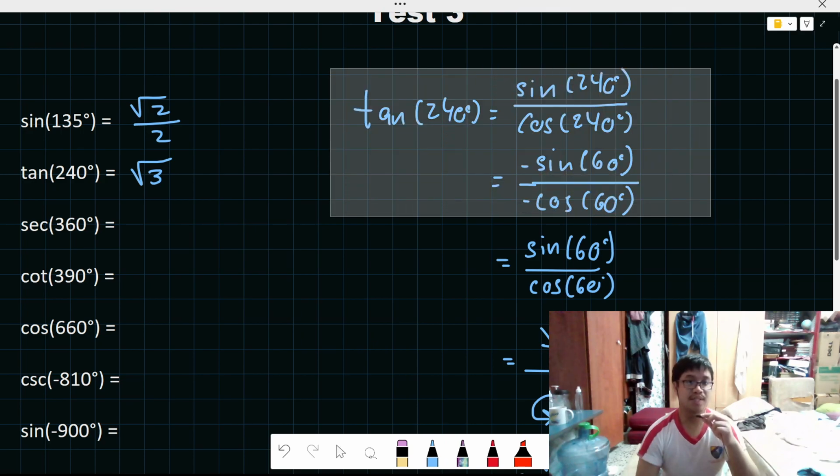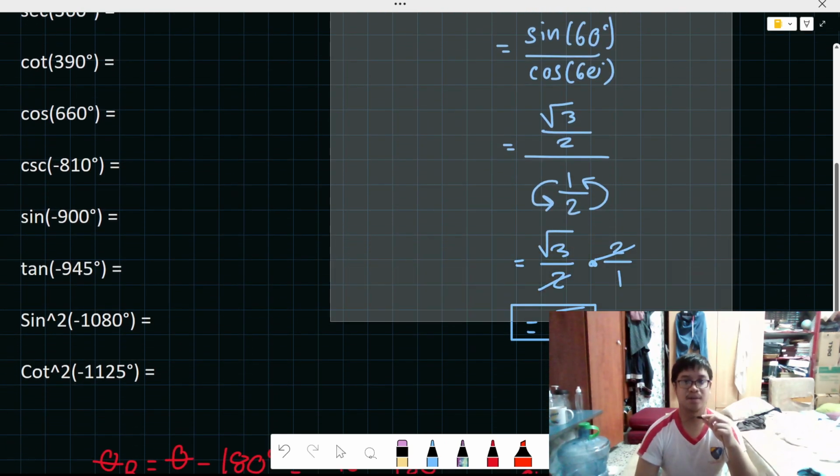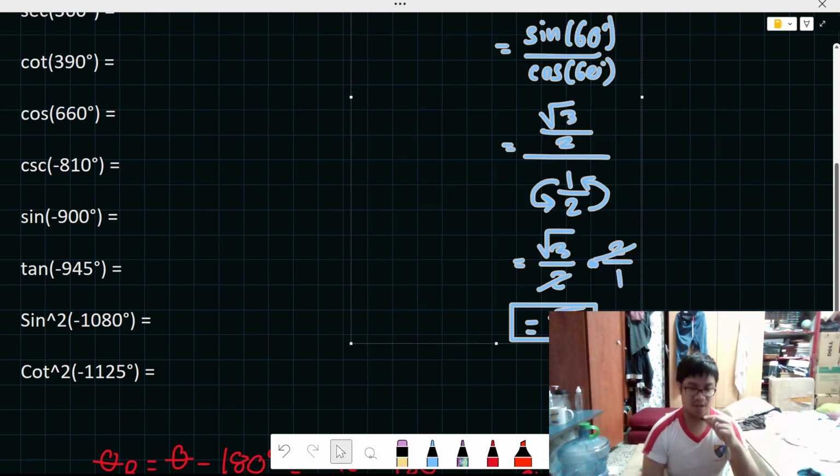Now let's go to secant of 360 degrees. Okay, so let's erase this one.